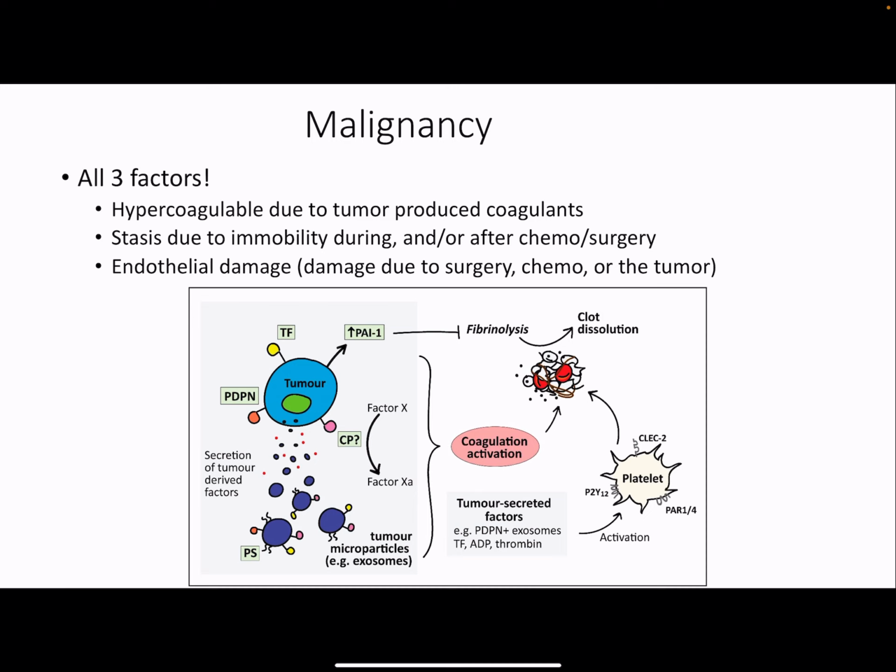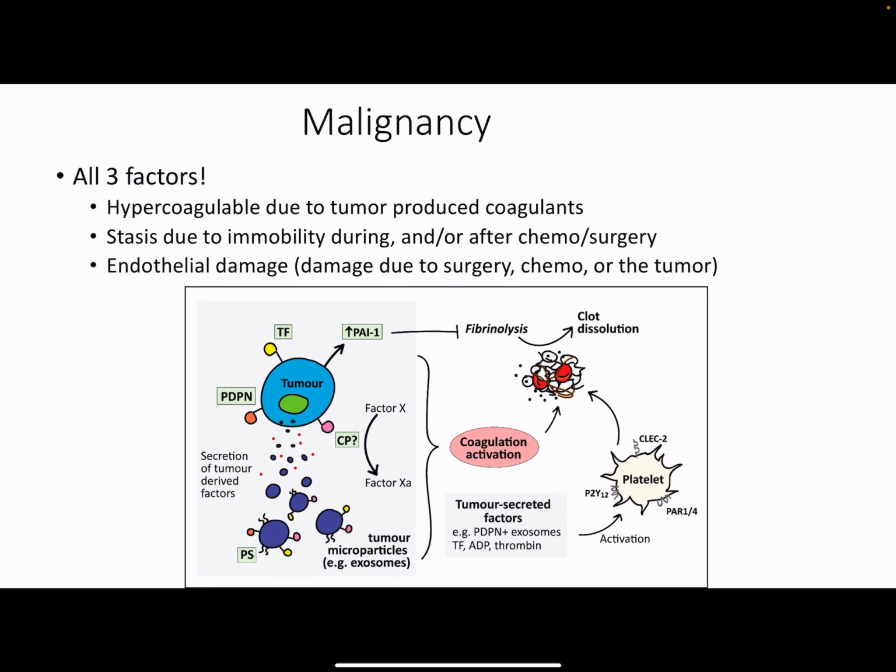Malignancy, all three factors. If you have cancer, you're probably not feeling great. So maybe you're having chemo or surgery, so you're not moving during or after. The surgery can damage your endothelium. Chemotherapy, the tumor itself can damage the endothelium. Probably the biggest one, though, is that you're hypercoagulable because tumors are going to secrete various protein substances which are going to activate various coagulation factors. We don't need to know the specifics there, but just know that tumors release substances that activate coagulation factors.